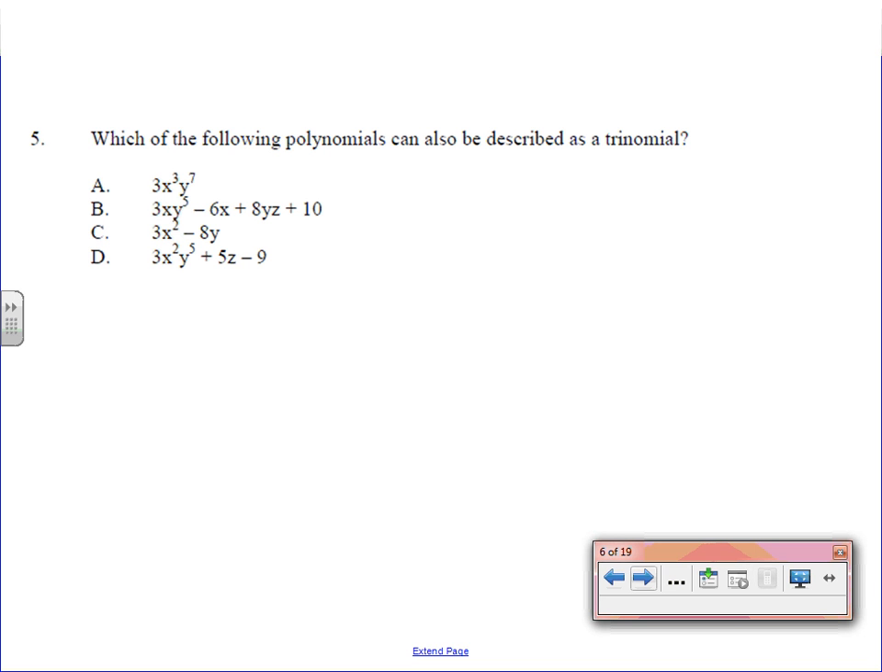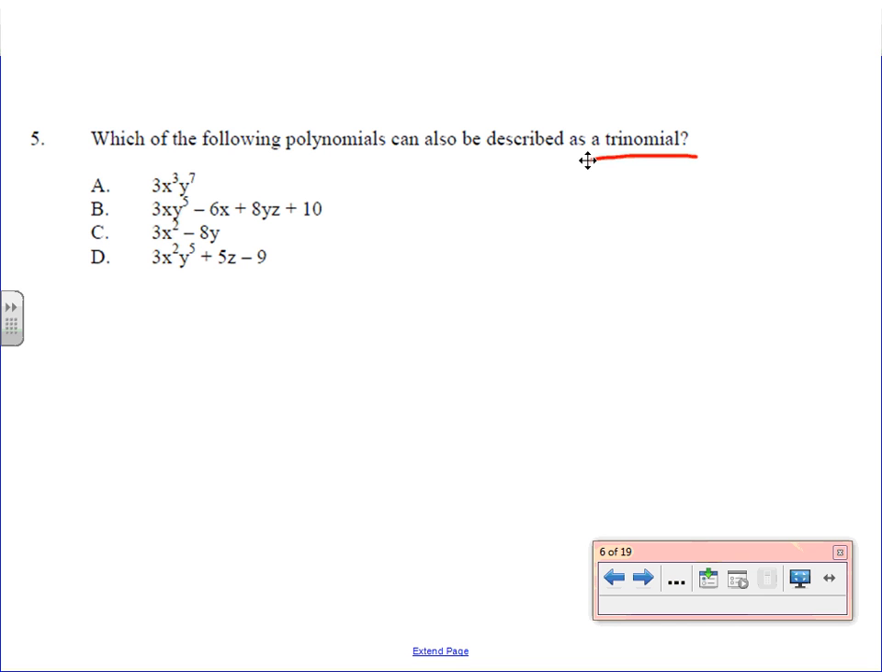Number 5. This one should be an easy one. Number 5 asks us, which of the following polynomials can be described as a trinomial? Trinomial. Now again, trinomial is one of our key words, and it's up there on the word wall. Trinomial is a polynomial that has 3 terms. So the question is, which of these choices has 3 terms in it?